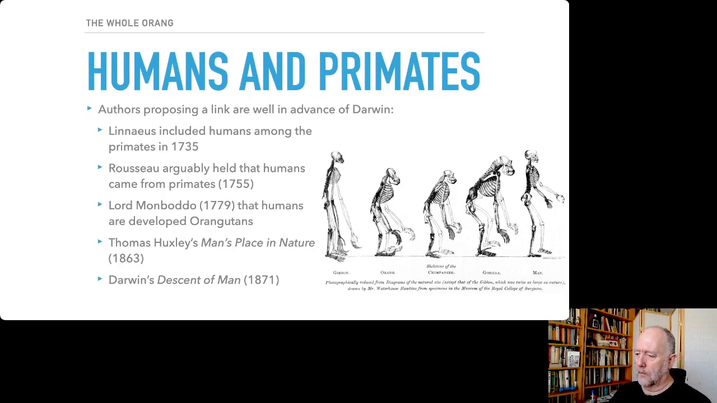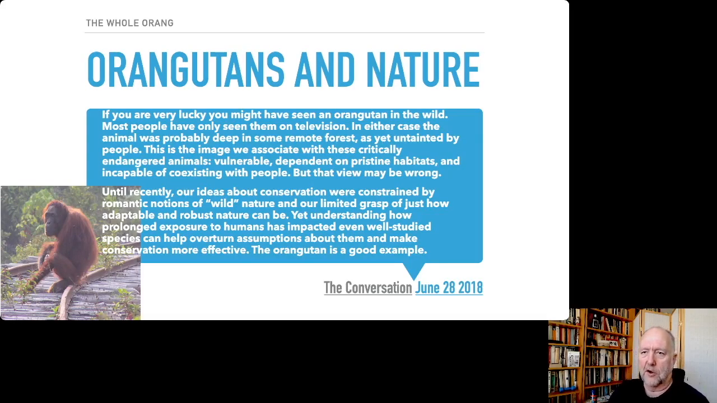And this is something I found in the conversation, which is, I think, a good summary of how we see these things. If you're very lucky, you might have seen an orangutan in the wild. Most people have only seen them on television. In either case, the animal was probably deep in some remote forest, as yet untainted by people. This is the image that we associate with these critically endangered animals, vulnerable, dependent on pristine habitats, and incapable of coexisting with people. But that view may be wrong.